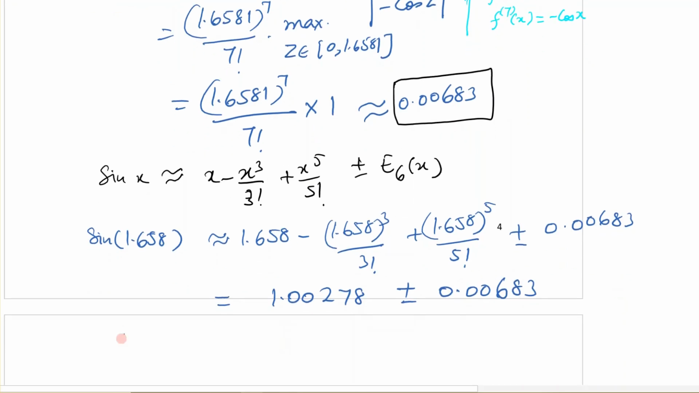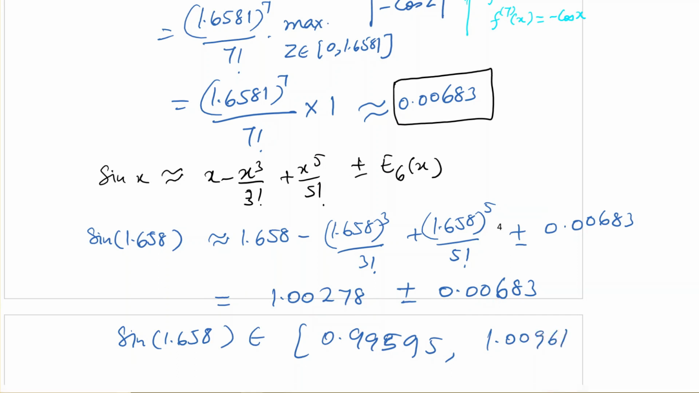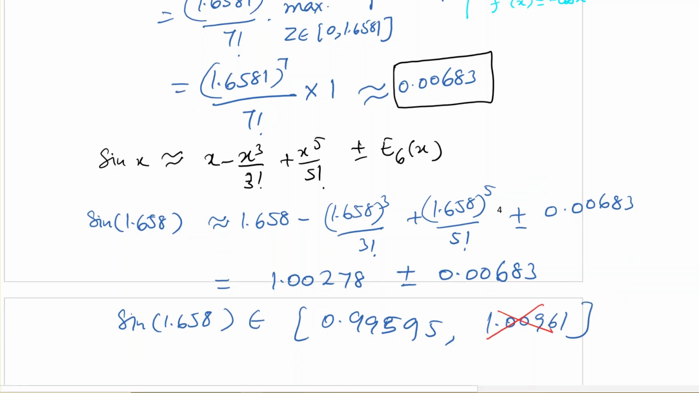So it means the value of sine of 1.658 belongs to the interval from 1.00278 minus this value, which gives 0.99595, to the sum, which gives something like 1.00961. That is not really a good thing, because we know that sine cannot go beyond 1. So this is again an upper bound, but 1 is the maximum. So this should be 1, because the absolute value of sine x is less than or equal to 1.